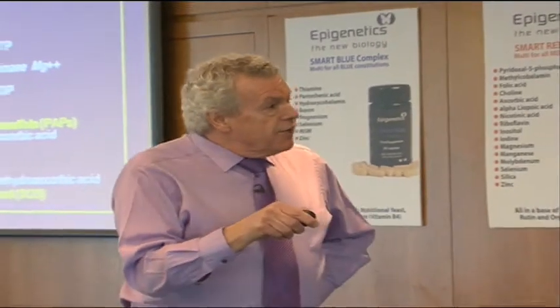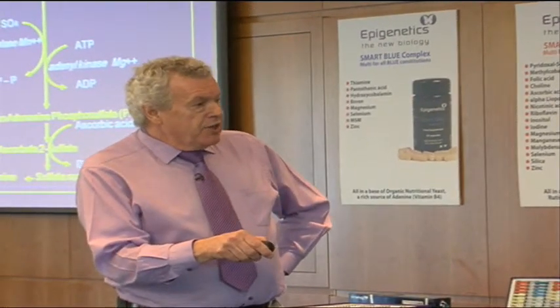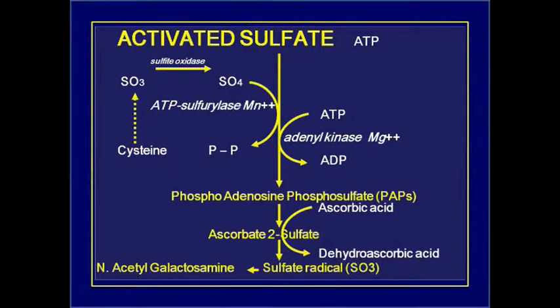So active sulfate here, ascorbyl sulfate, needs the active form of sulfur, which is called PAPS, and that comes from the sulfur amino acid called cysteine.